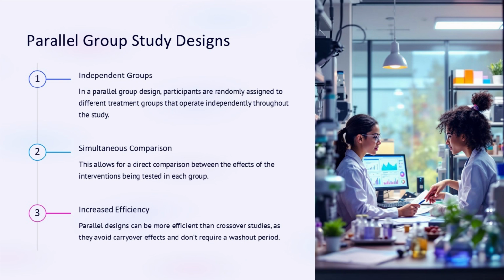Parallel group studies involve randomly assigning participants to different treatment groups that operate independently throughout the study. This allows for a direct comparison of the effects of the interventions being tested in each group. Parallel designs can be more efficient than crossover studies, as they avoid carryover effects and don't require a washout period. The independent nature of the groups and simultaneous comparison makes parallel designs a useful and effective study approach.